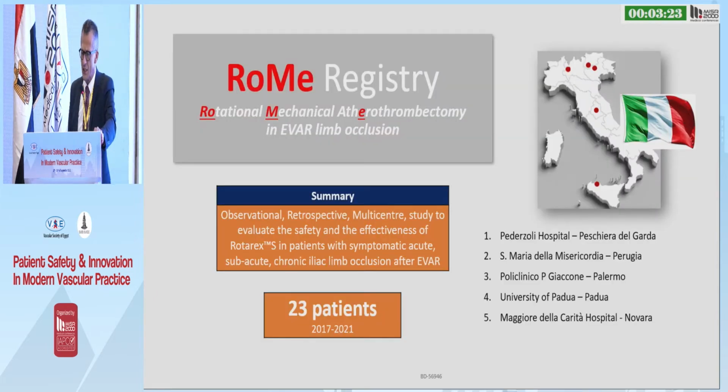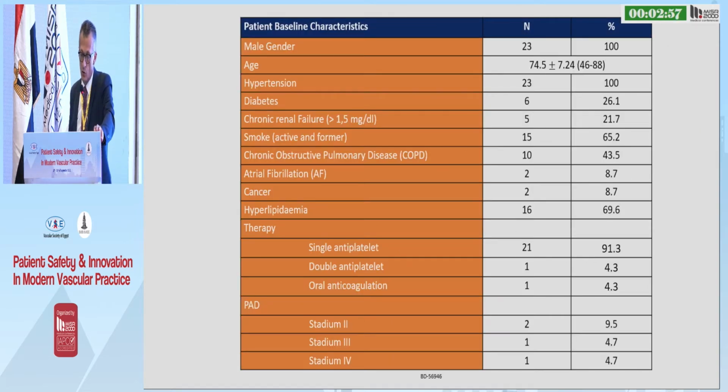So, just the last slide about this Rome registry. The Rome registry is an Italian multi-center registry with data collected in 5 hospitals, in order to evaluate the safety and the effectiveness of Rotarex in these patients. We collected 23 patients with an iliac limb occlusion.